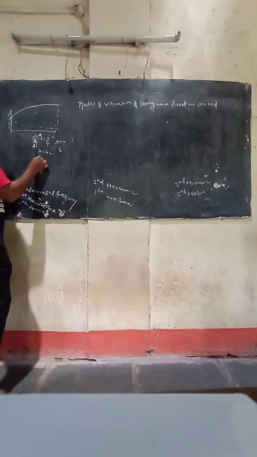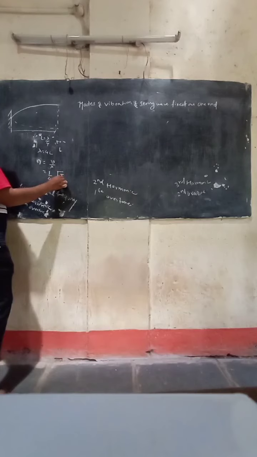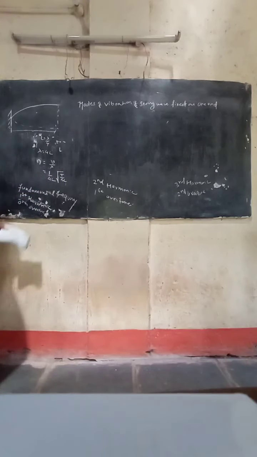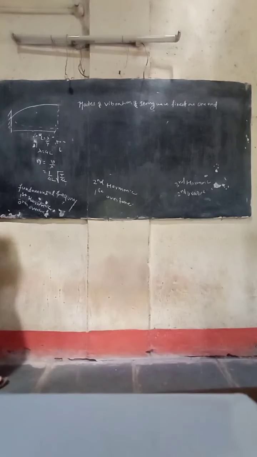We know that frequency n is velocity upon lambda. In place of lambda we can write 4L and the velocity is under root T by mu. So this is the frequency, 1 upon 4L under root T by mu. Now here it is 1, hence it is called first harmonic. पहिलीच आहे म्हणून फंडामेंटल फ्रिक्वेन्सी and पहिला आहे with the zeroth overtone.